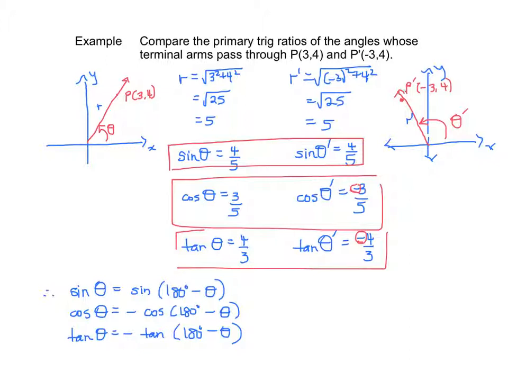Okay, which is basically just a fancy way of saying for the related angles in quadrant 2, the ratios will be the same, but the cosine and tan ratios will be negative. And that concludes this lesson.